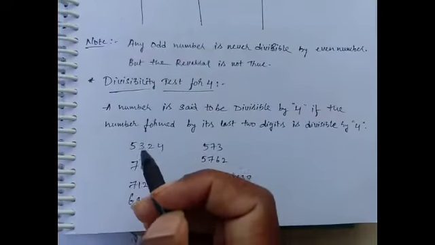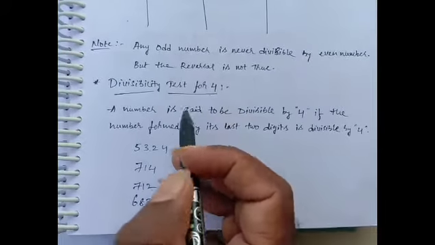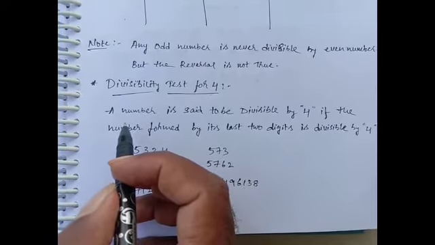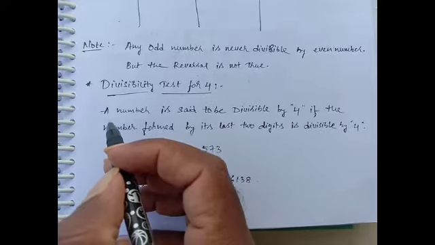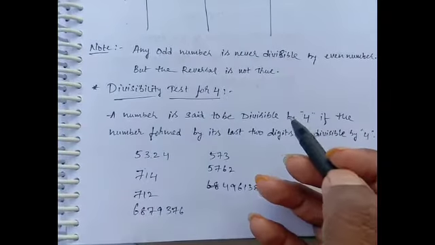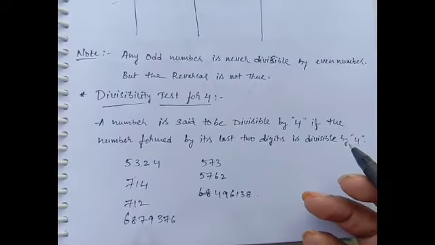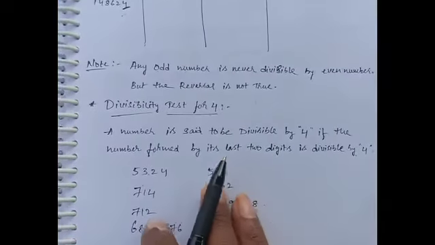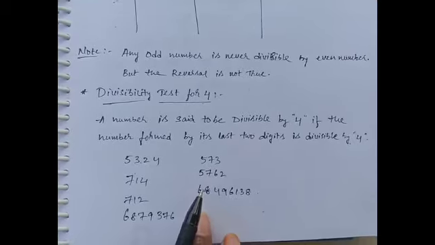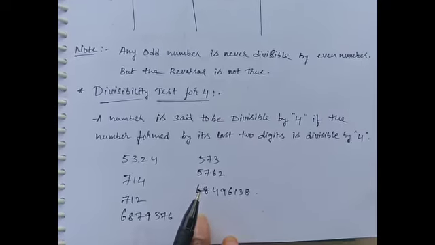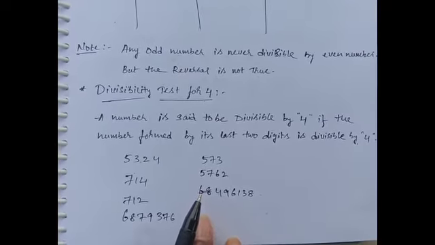Now let us check the divisibility test for the number 4. The rule for the divisibility test of number 4 is, a number is said to be divisible by 4 if the number formed by its last two digits is divisible by 4. If you want to check whether a number is divisible by 4 or not, first of all you have to check the last two digits of the number.